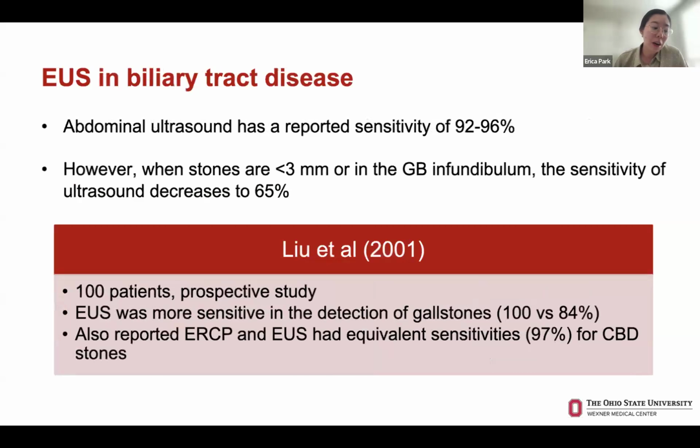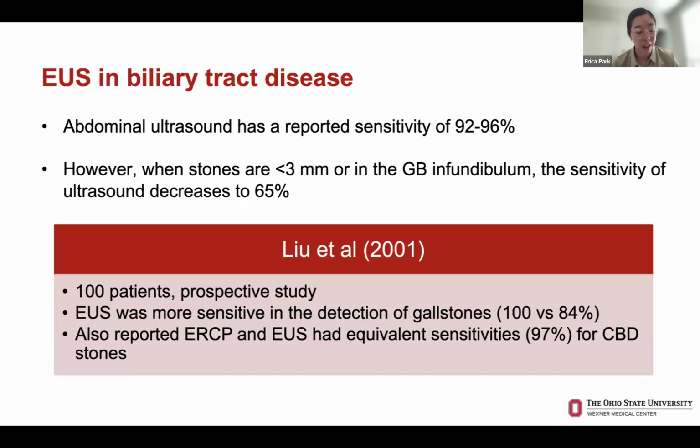So talking a little bit about EUS in biliary tract disease, it is important to acknowledge that abdominal ultrasound has a very good accuracy in detecting gallstones, with high sensitivities between 92 to 96%. However, when stones are less than 3 millimeters in size or in the gallbladder infundibulum, the sensitivity of ultrasound can decrease all the way down to 65%.